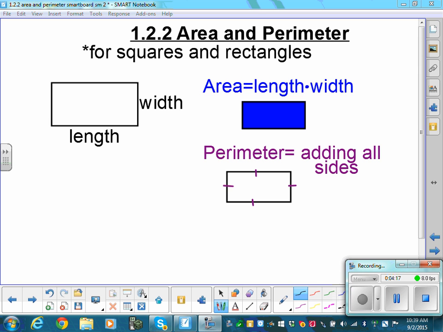So area is length times width. So we'll take the length and we'll multiply it to the width. And that will tell us exactly how much distance in there we're filling in. Now, I'm not going to write it all long like that every time. So I'm just going to show you what it's going to look like when I write it.